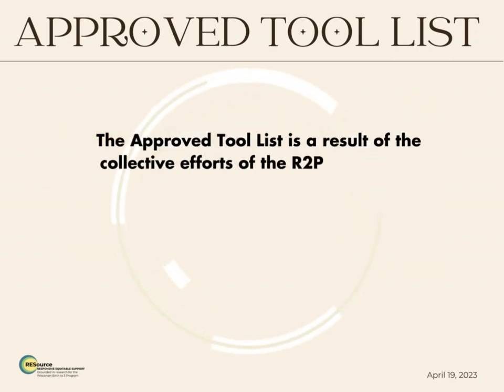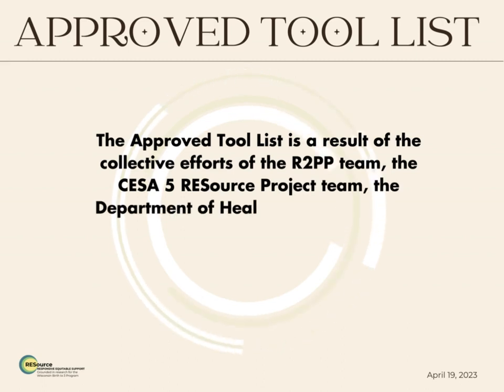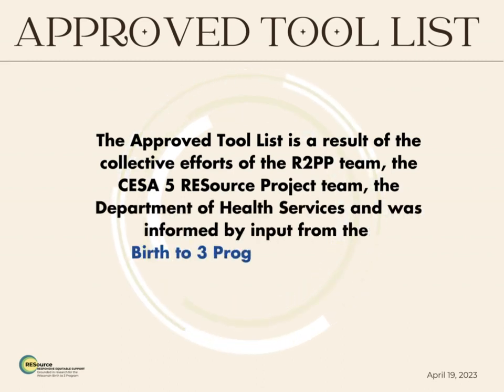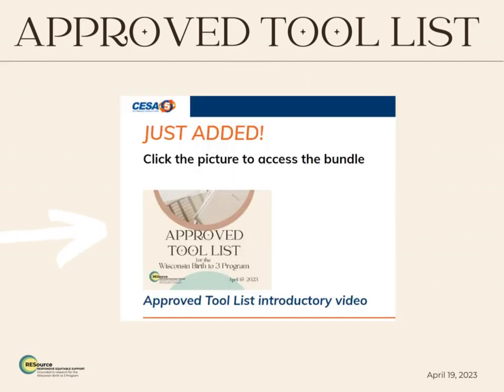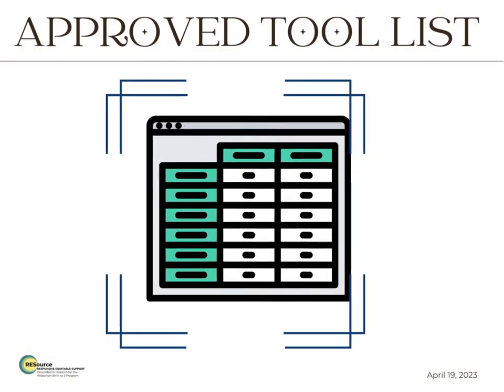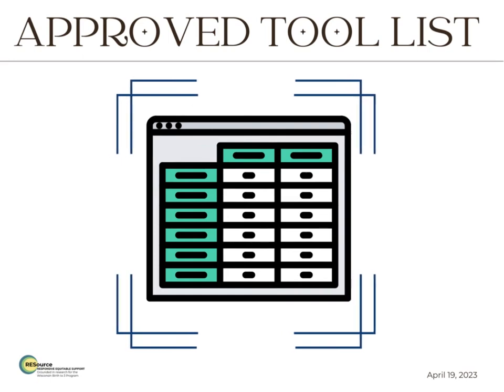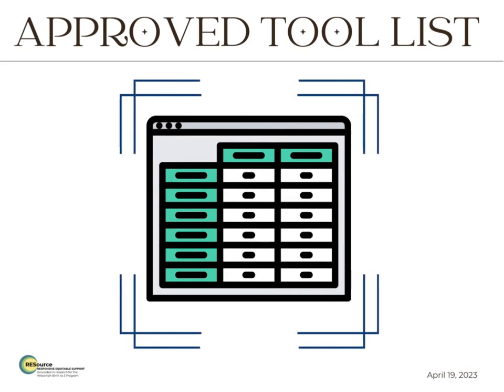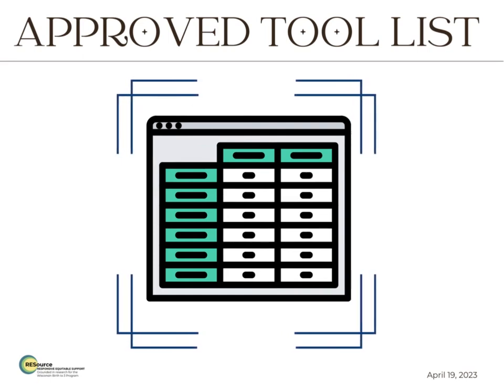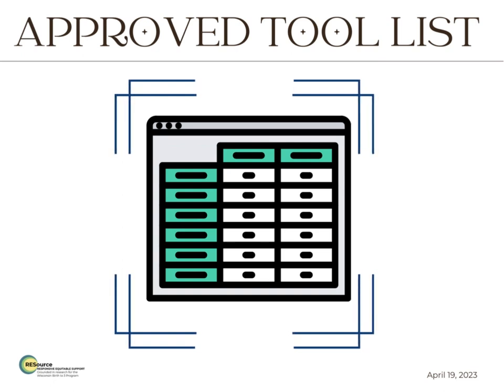We are proud to say that it was a collaboration that included input from the Birth to 3 program workforce. All of the materials that we have developed to support your understanding of this list can be found on the CESA 5 resource temporary PD webpage. The tool list is currently arranged as a spreadsheet. The version being shared is meant to be informative, but also usable and practical, so we did our very best to summarize the relevant details.